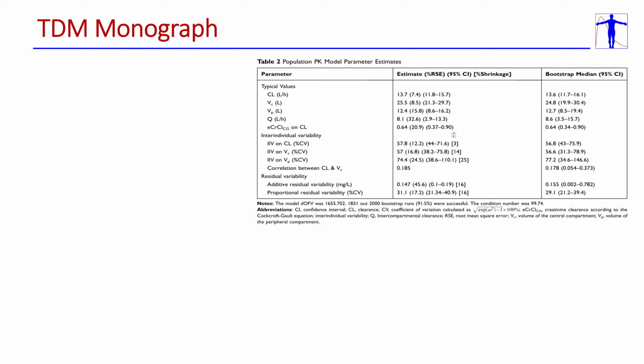The population PK model parameter estimates are shown in the table below. The model only uses the creatinine clearance as a covariate as shown by this equation. A small TDM monograph is created for each model added to EdSim or MW-Pharm.